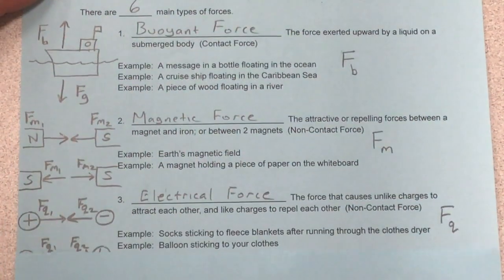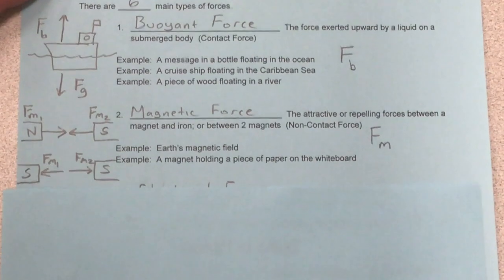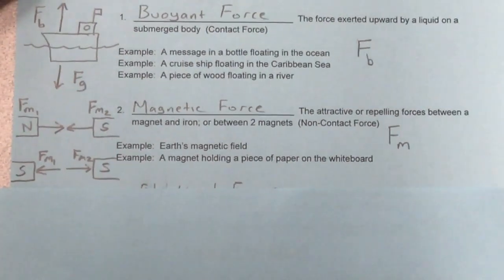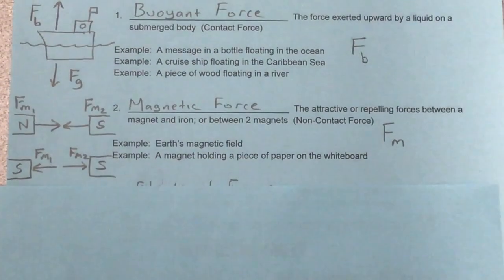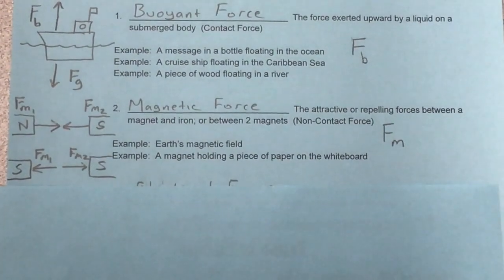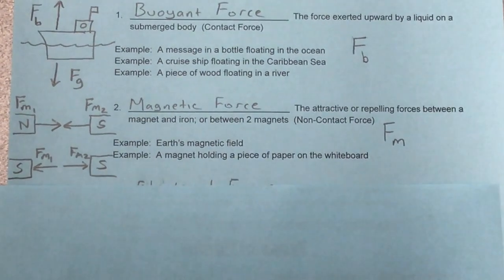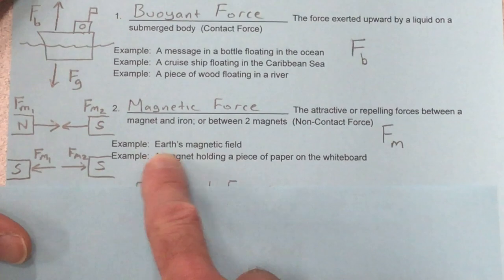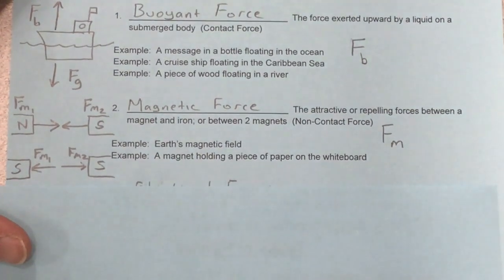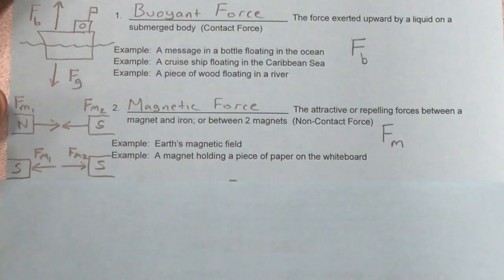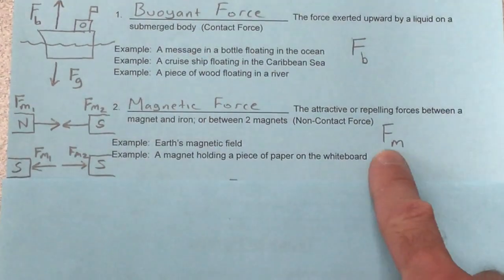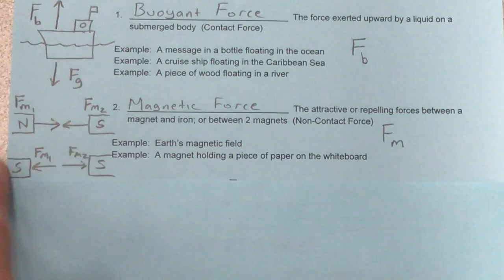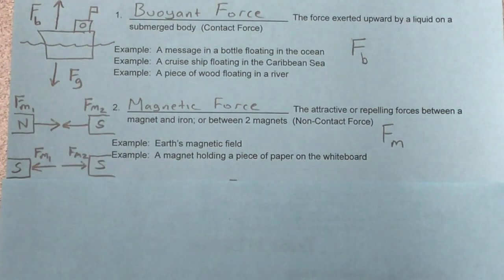Next force is magnetic force. This is the attractive and repelling forces between a magnet and iron, or between two magnets, or between a magnet and another object. For example, Earth's magnetic field, or a magnet holding a piece of paper on a refrigerator or whiteboard. Symbol is capital F, subscript lowercase m, and I have a couple examples here of two magnets.